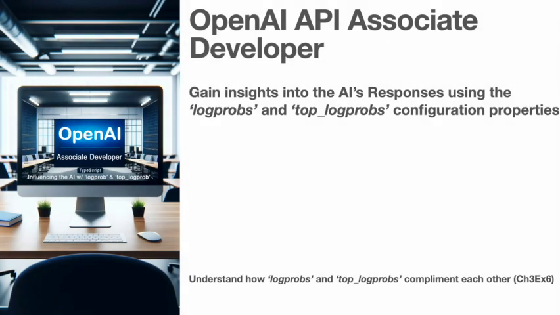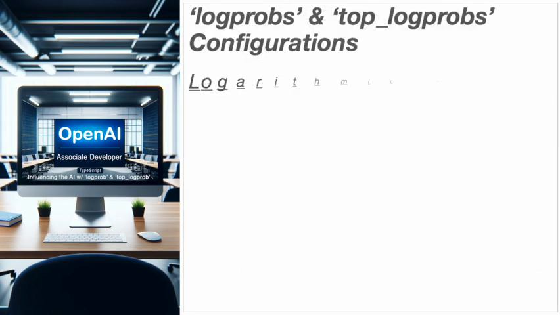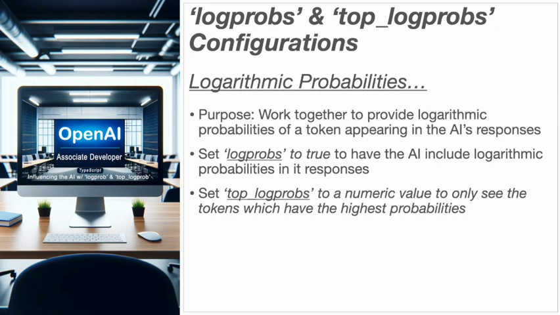In this session, we're going to explore two closely related configuration properties, logprobs and top logprobs. These properties work together and provide valuable insights into the model's token selection decision-making processes. These insights are known as logarithmic probabilities, and these two properties will help us better understand some of the mathematics behind the AI's token-generating decisions.